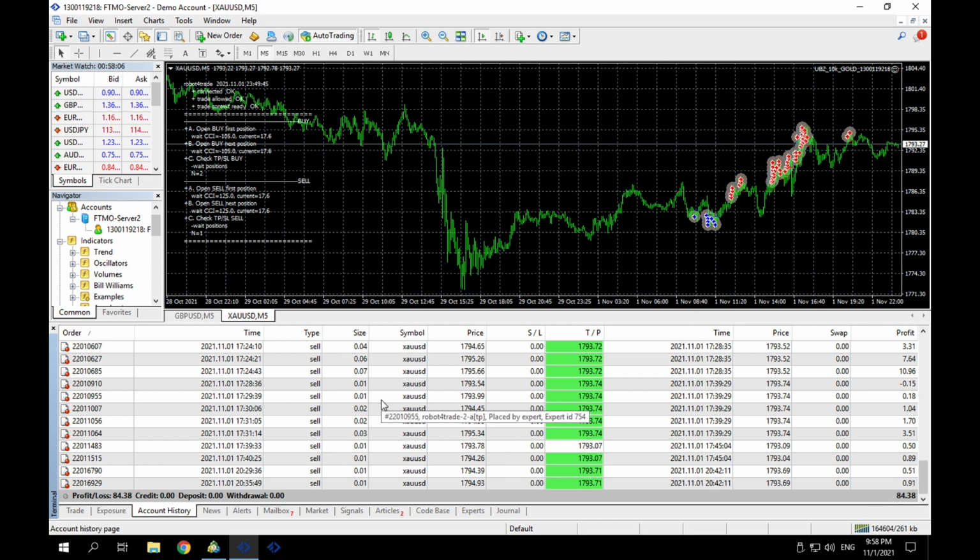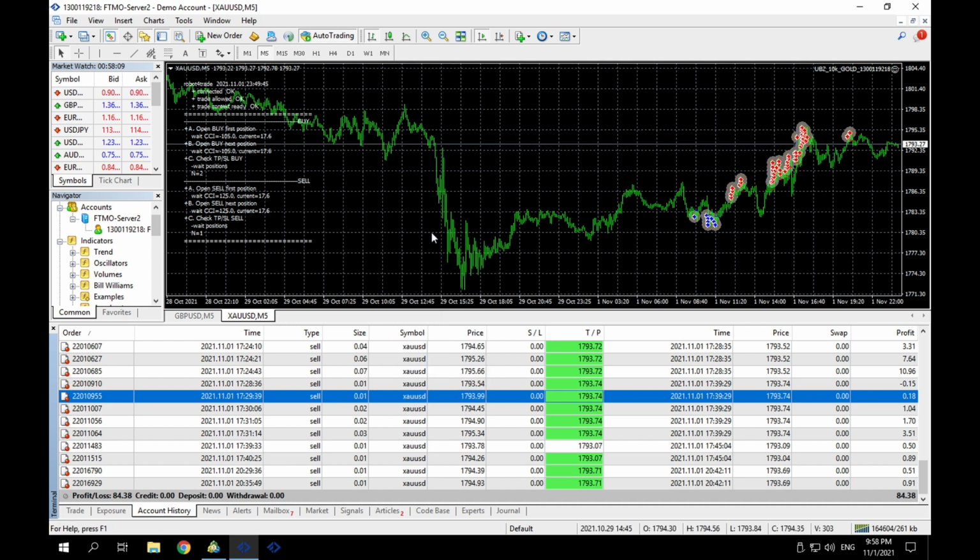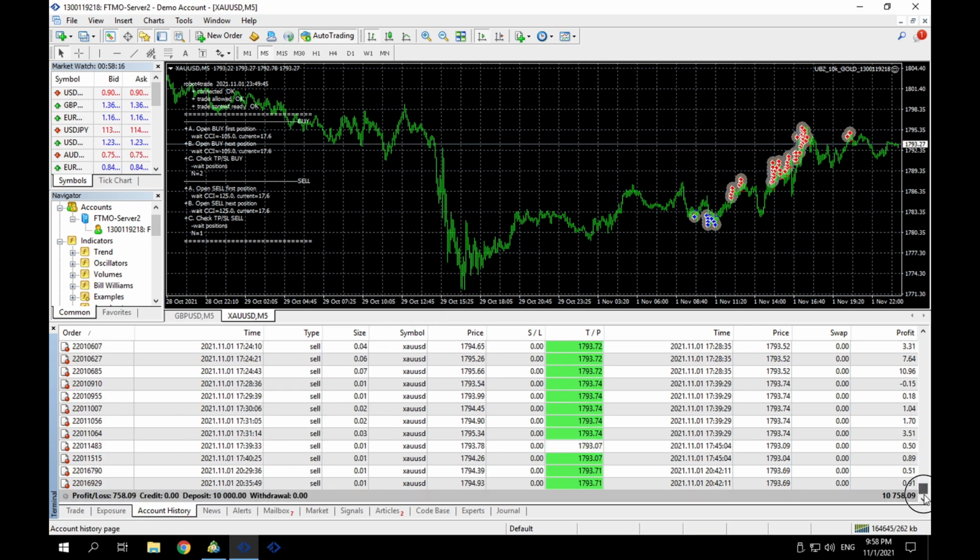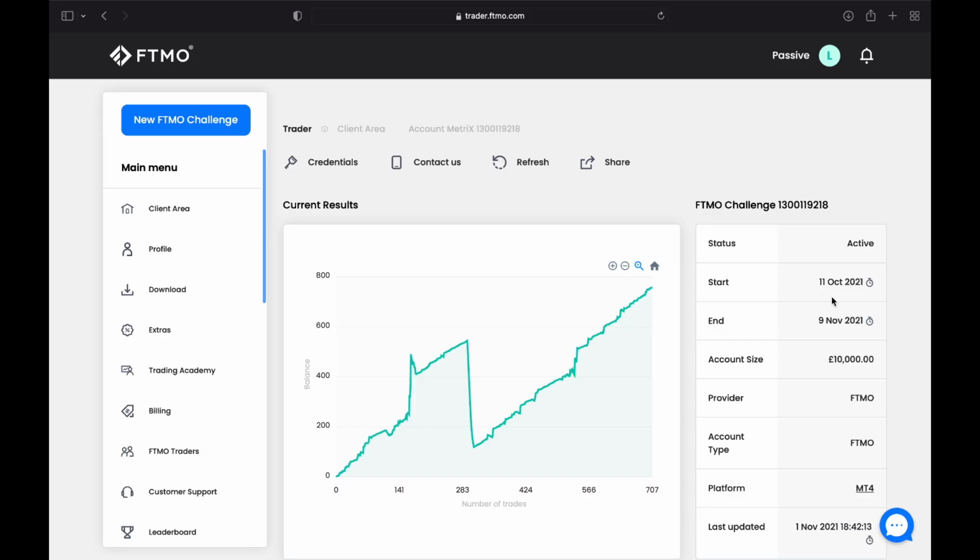So if we have a look at what that means for all history, we have made a profit on this account of £758.09. Looking at the account metrics then, we started this challenge on the 11th of October and we have until the 9th of November to complete. It's a £10,000 challenge. You can see the equity growth that we have had, so it has been good overall.